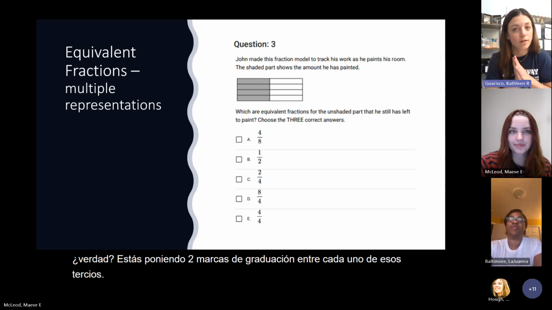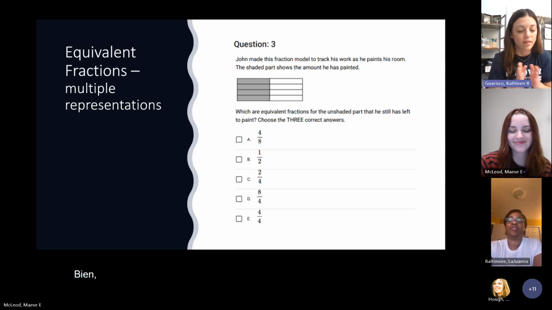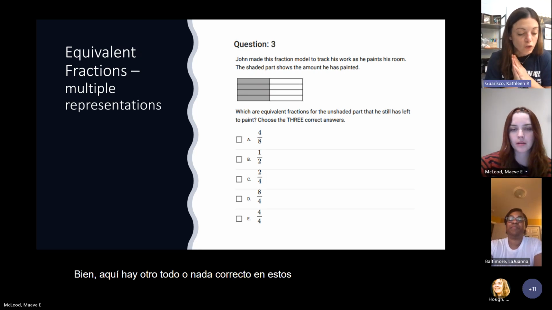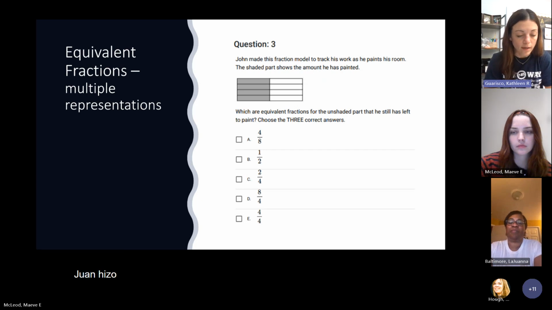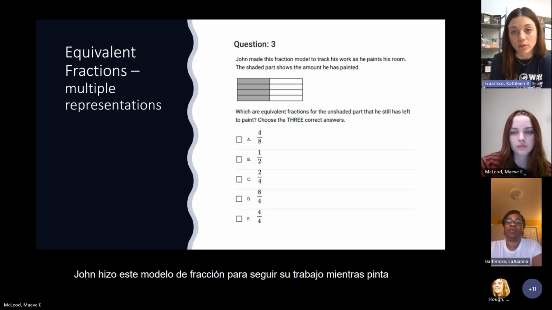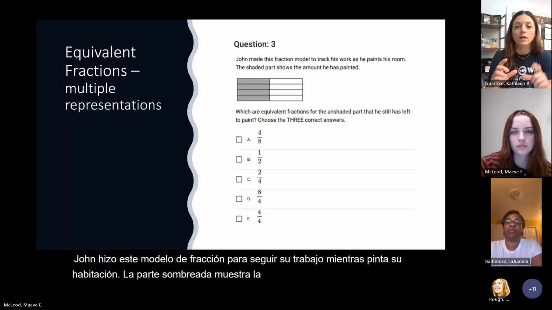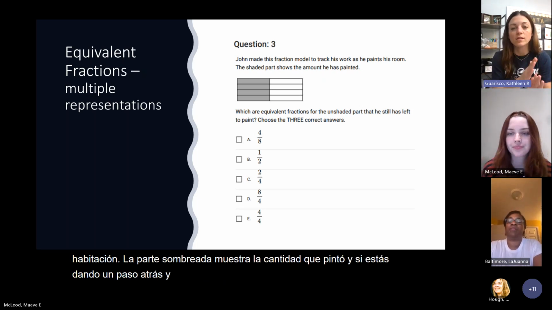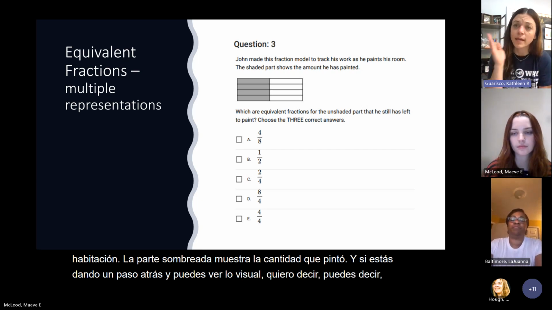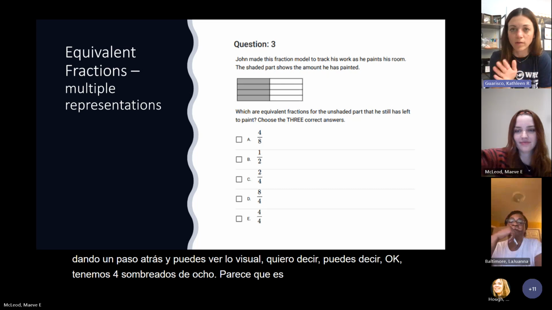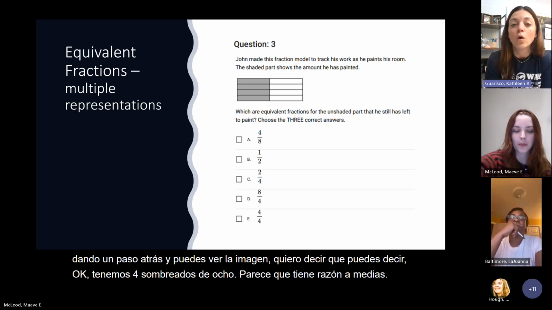Okay, here's another all or nothing, right? These multi-select questions. John made this fraction model to track his work as he paints his room. The shaded part shows the amount that he painted. If you take a step back and look at the visual, you can tell we've got 4 shaded in out of 8. Looks like it's half, right? It's a very clear fraction.